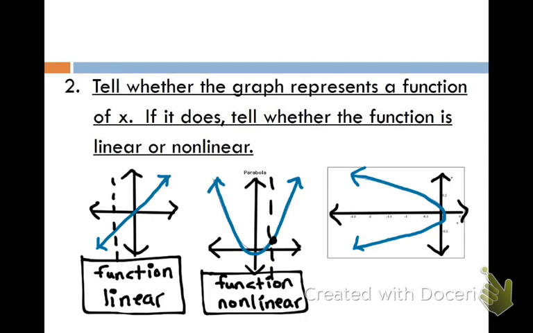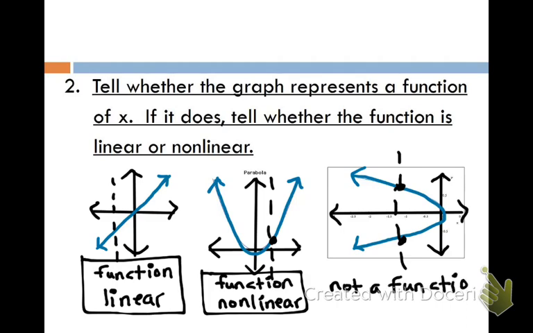I've got one last example. Remember, my instructions say, tell whether the graph represents a function of x. How do you tell if something is a function? You have to use what test? The vertical line test. So anywhere there, make a vertical line, go through it. How many times did I touch my graph? Twice. I touched it right here and I touched it right here. So is this a function? No. So you're simply going to write not a function.